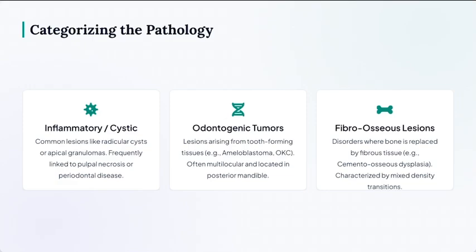Inflammatory or cystic lesions are common lesions like radicular cysts or apical granulomas, frequently linked to pulpal necrosis or periodontal diseases. However, odontogenic tumors, lesions arising from tooth-forming tissues like ameloblastoma or odontogenic keratocyst, are often multilocular and located in the posterior mandible. Finally, the fibro-osseous lesions are disorders where bone is replaced by fibrous tissue, like cemento-osseous dysplasia, which is characterized by mixed density transitions.